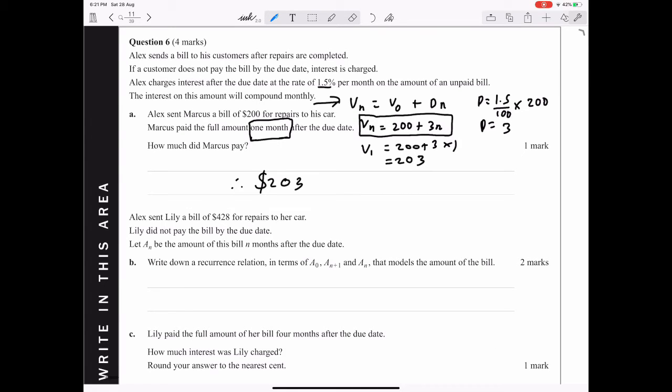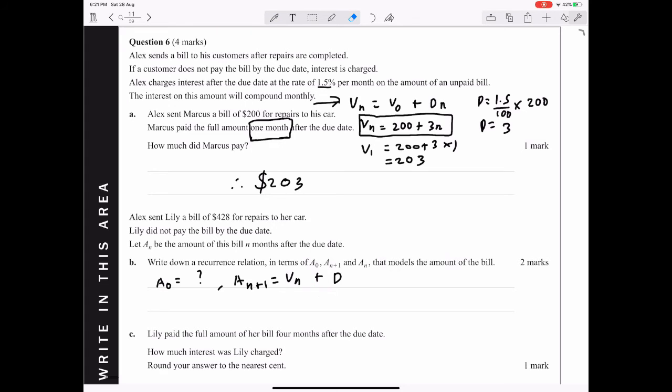6B, Alex sent Lily a bill of $428 to repair her car. Lily did not pay the bill by the due date. Let An be the amount of this bill in months after the due date. Write down a recurrence relation in terms of A0, An plus 1, and An that models the amount of this bill. So you should know that since this models simple interest, the rule would be A0 equals the initial value, comma, An plus 1 equals Vn plus or minus D. But in this case, we know that Alex charges interest after every month that you don't pay your bill, or after every month that your bill is overdue.